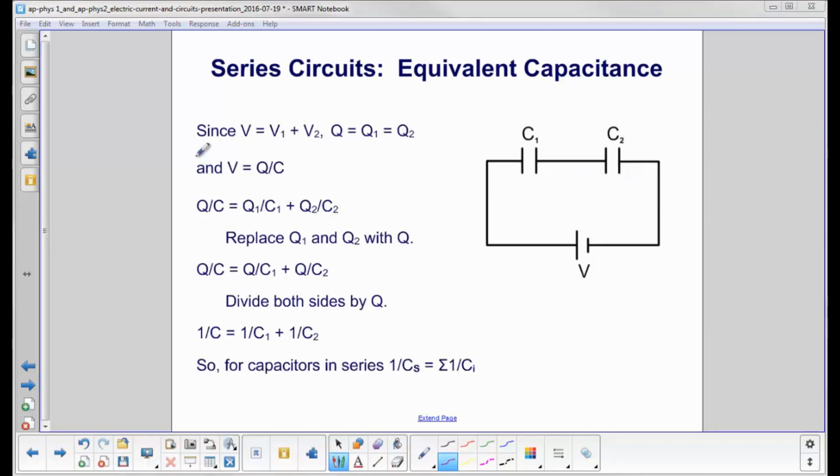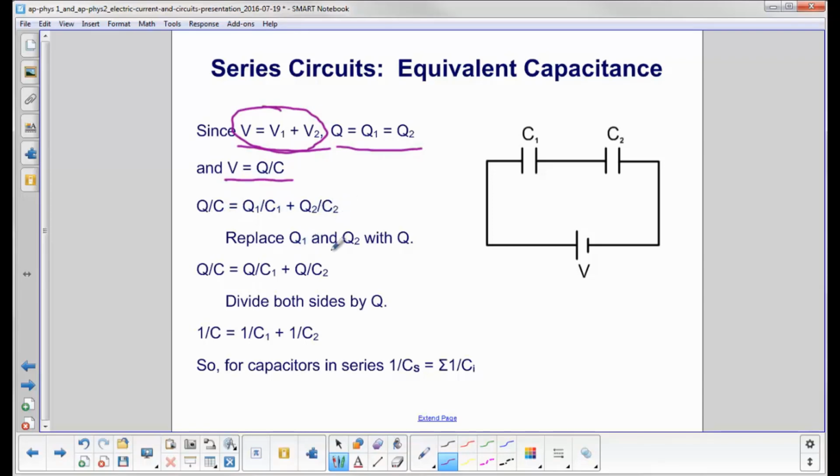We now have three equations to work with. The sum of the voltage drops across the capacitors is equal to V. The charge on each capacitor is the same. And then here's your definition of capacitance, again in a slightly different format. So we will start with this equation here and substitute in for V, Q over C. So we have Q over C is Q1 over C1 plus Q2 over C2.